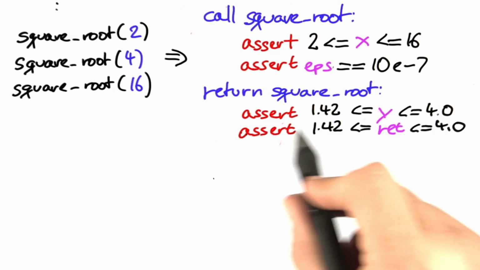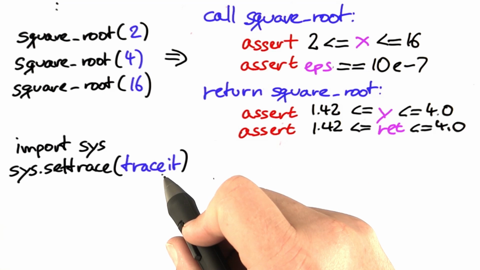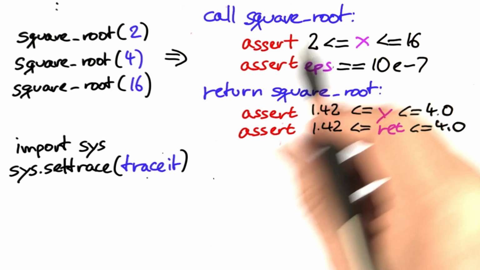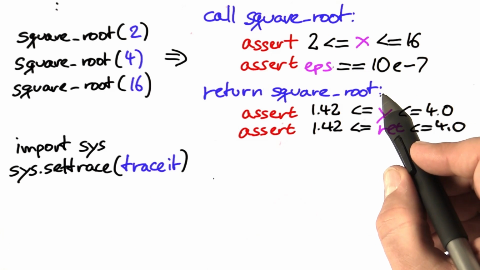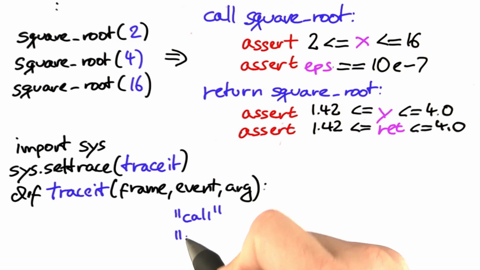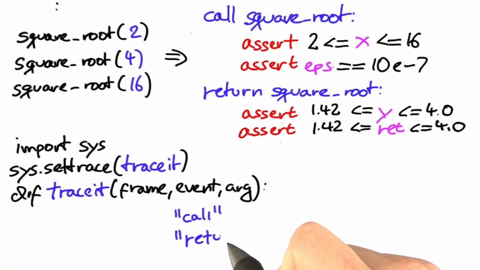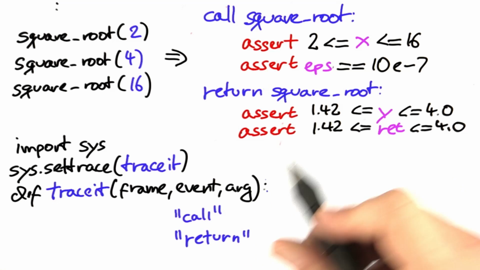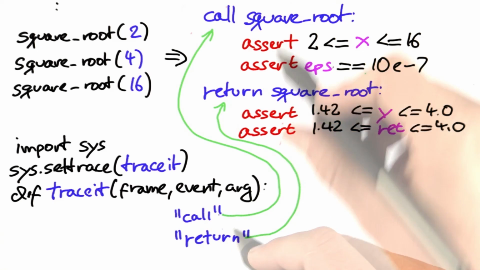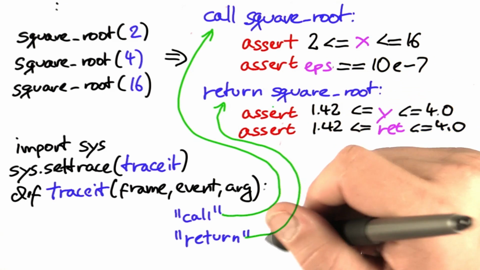The question is, how do you get these ranges? The answer to that, again, is our tracing function, which allows us to record the state of the program at every call and at every return. What you set up is a special traceIt function, which gets the current frame that's executed, the event that's taken place, and an argument. Let's first take a look at the event. The event is either call or return and translates directly into these 2 situations you'd like to monitor.